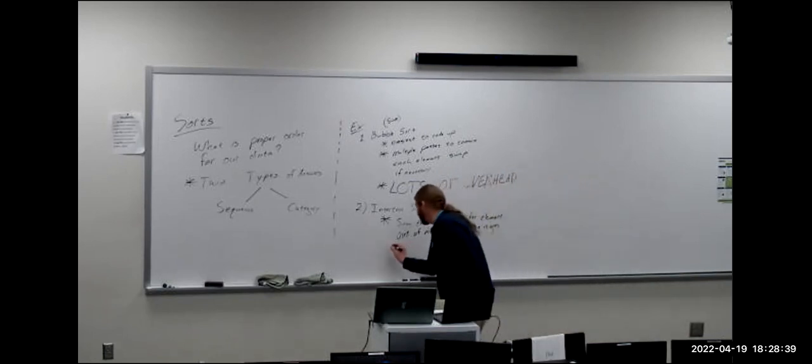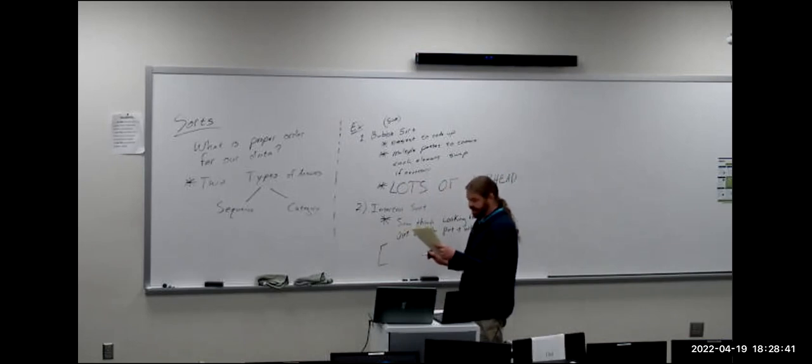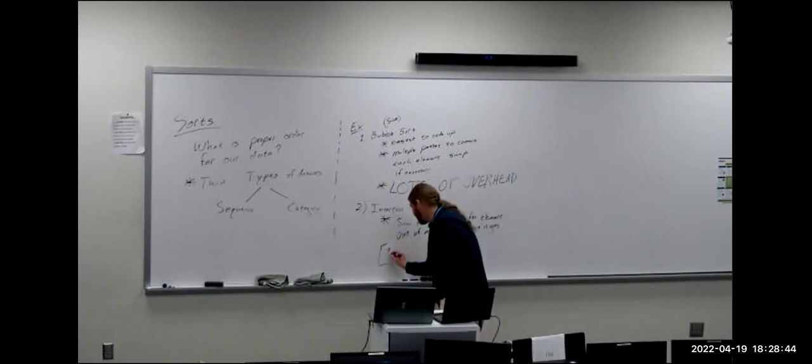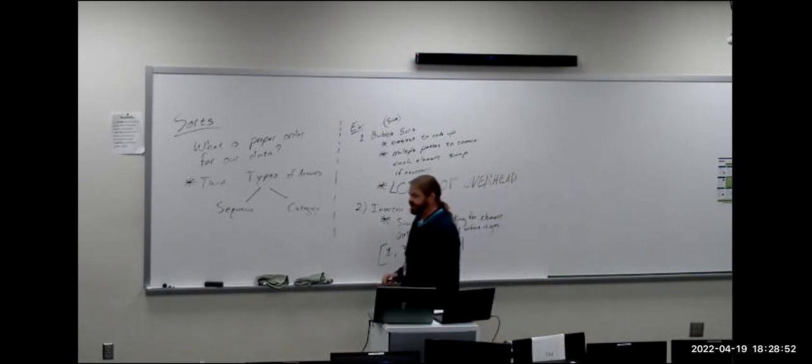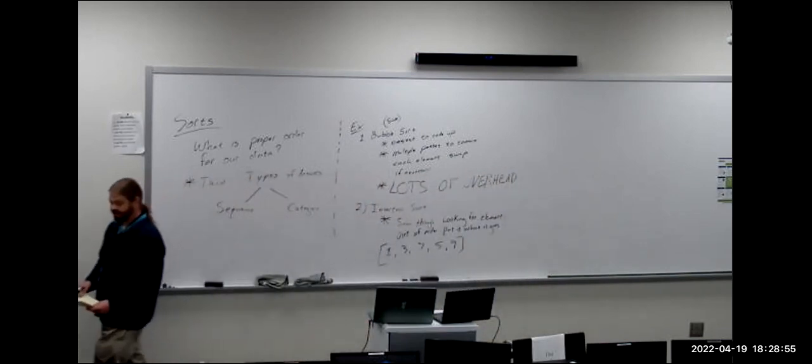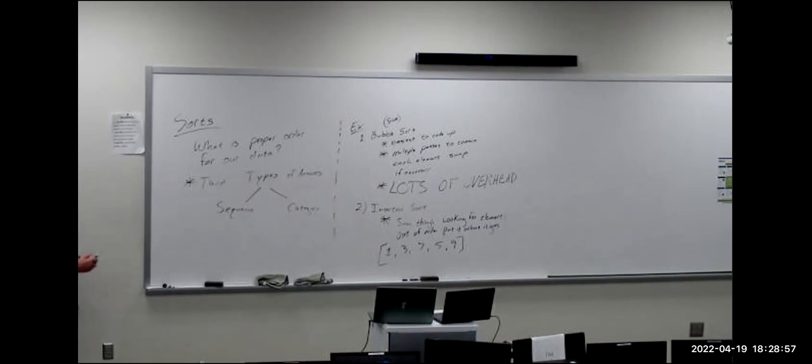So I drew a picture on this one. We have this array or a list: 1, 3, 7, 5, 9. That one's really close to in order, but that would be a nice easy start on it.